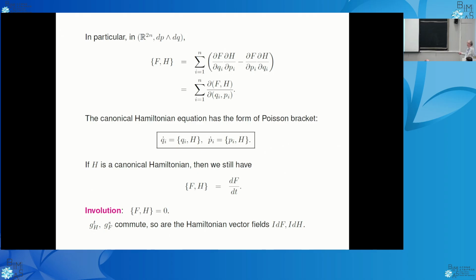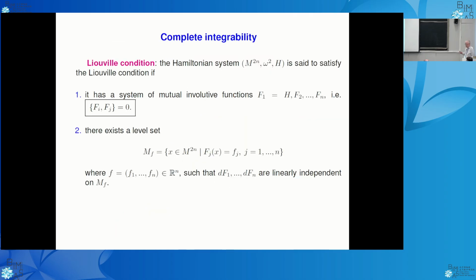Using the Poisson bracket, of course, the standard canonical Hamiltonian system can be written as the Poisson brackets of the coordinates q_i with h and p_i with h, and this means the Hamiltonian is conserved. This is the literature regarding symplectic manifolds and integrable systems needed for that part. So what does complete integrability in the Liouville sense mean? First of all, let me give you the condition.